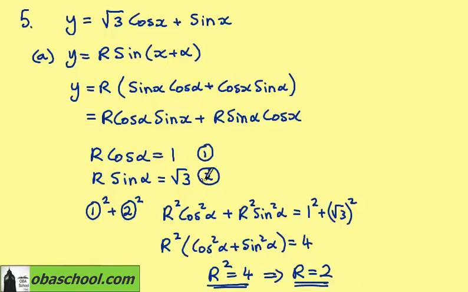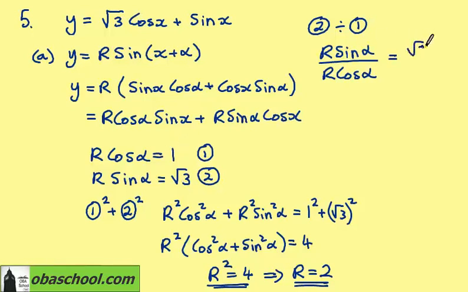Now to find alpha, we can do equation 2 divided by equation 1. For the left-hand sides, we get r sine alpha divided by r cos alpha. And for the right-hand sides, this will be root 3 divided by 1. The r's cancel here, and sine alpha over cos alpha is tan alpha. So we have tan alpha is root 3.